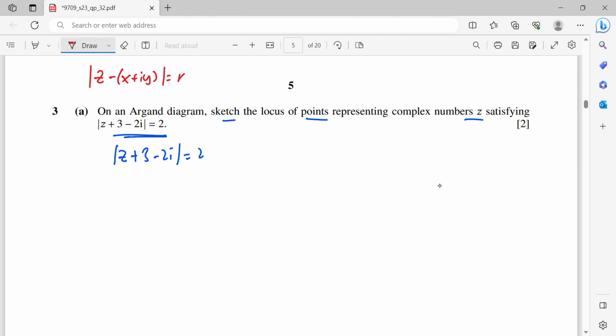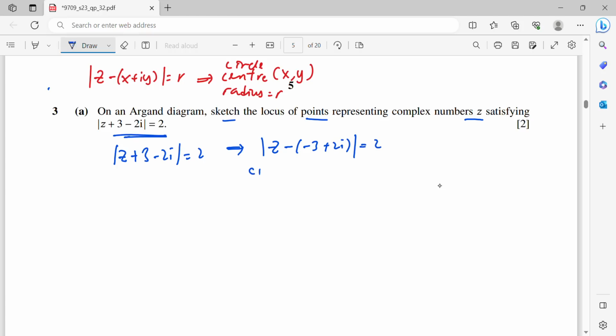Okay, so when you have this form, that means it is a circle with center coordinates x, y, and then the radius will be r. Now I will change to the general form by factorizing the minus from the second and third term. So here it is going to be z minus (minus 3 plus 2i) equals 2, which means this is a circle with center minus 3, 2 and radius 2.